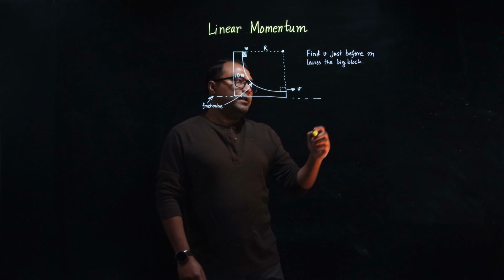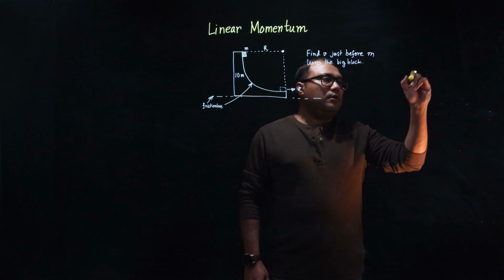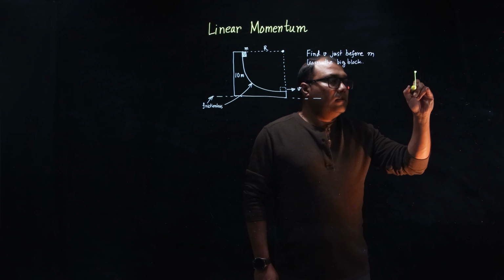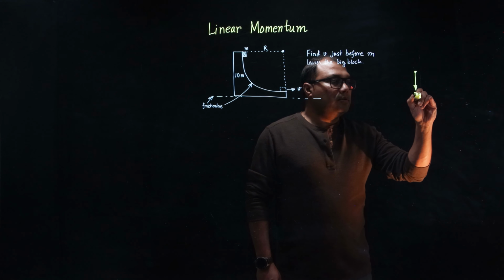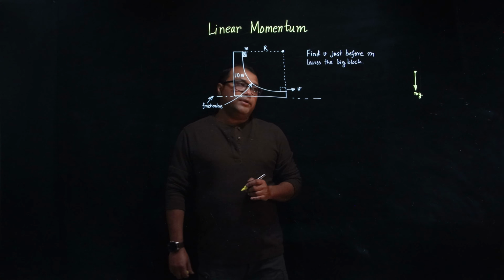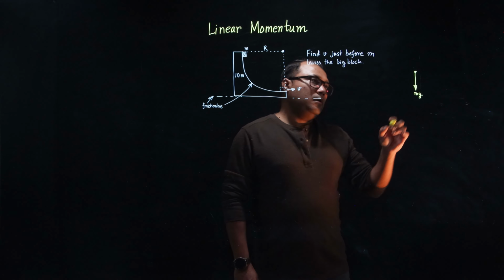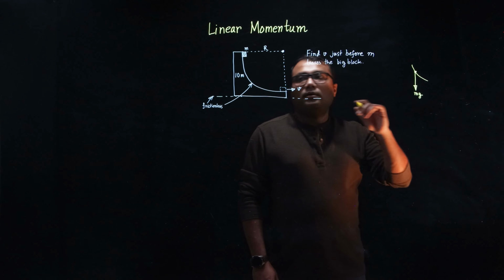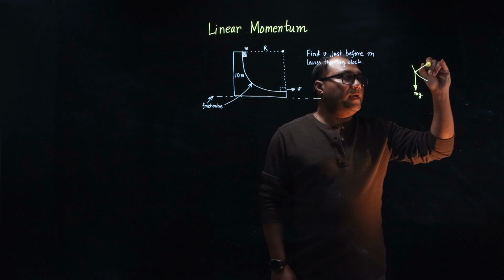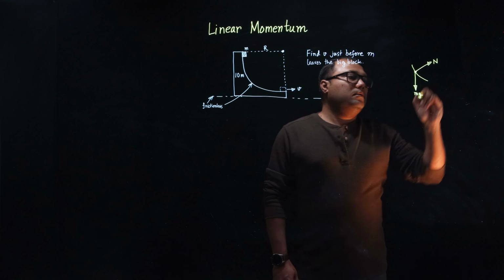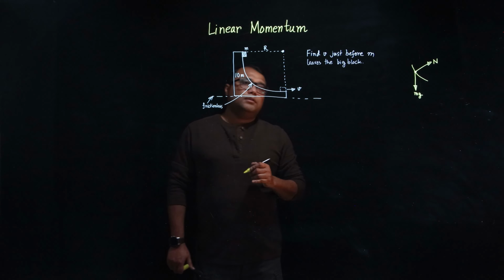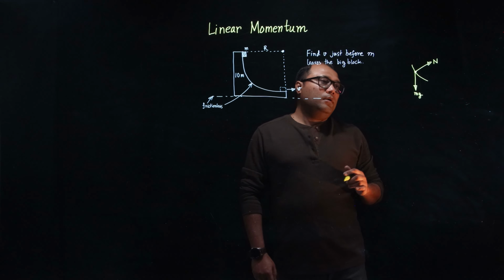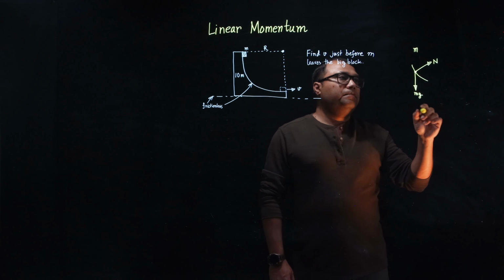Now, first of all, let's look at what forces are acting on mass m. Mg, which is the force due to gravity in the downward direction. Anywhere on the path, there is a normal reaction. There is no friction, so there is no frictional force. So this is for the small mass m.